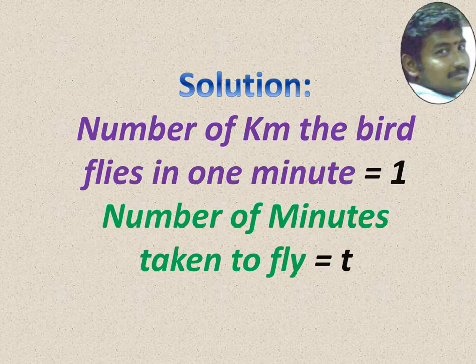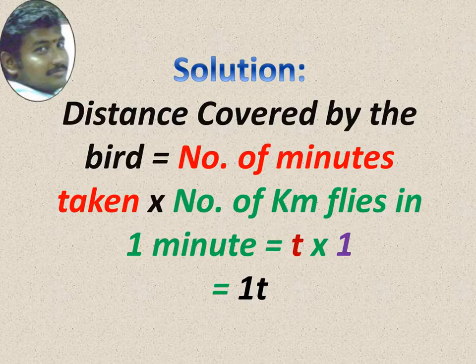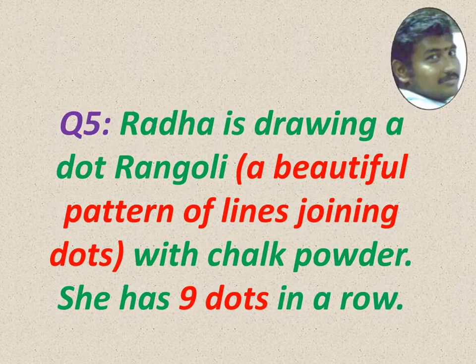Number of kilometers the bird flies in 1 minute is equal to 1. Number of minutes taken to fly is equal to t. The distance covered by the bird is equal to number of minutes taken into number of kilometers flown in 1 minute. So number of minutes taken we assign t. Number of kilometers flown in 1 minute is equal to 1. So t into 1, which is equal to 1t. You see the next question.